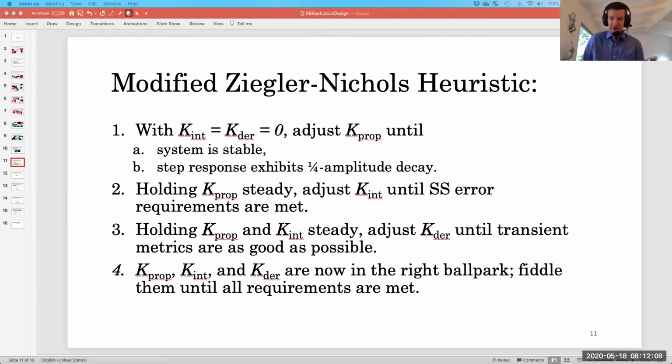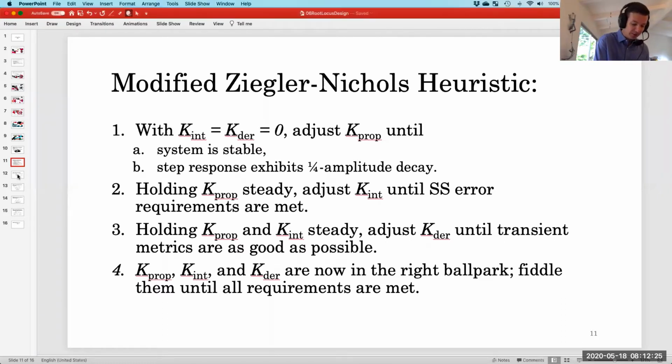They're not so good because they're actually kind of tricky to design. With 3 degrees of freedom, there's a lot of balls in the air. So we had the Ziegler-Nichols heuristic to try and inform how to design the 3 gains.